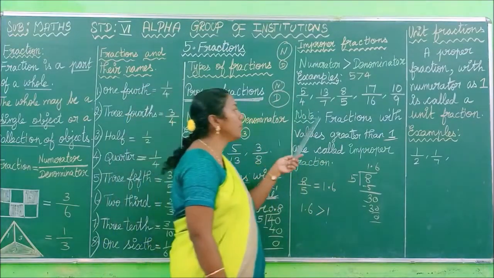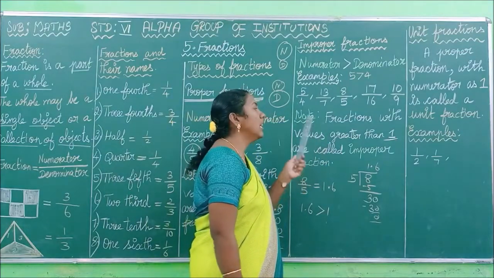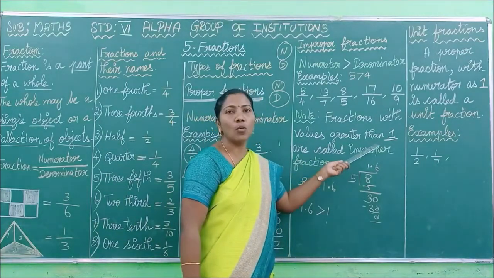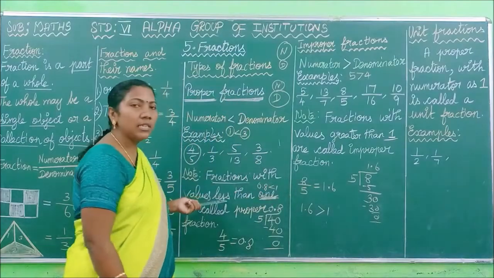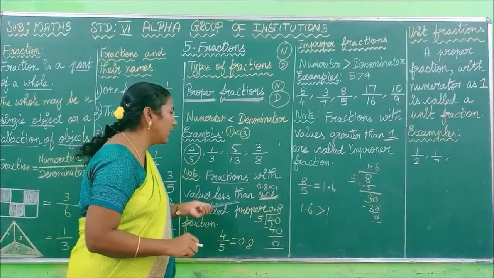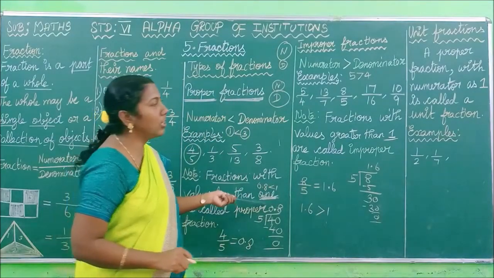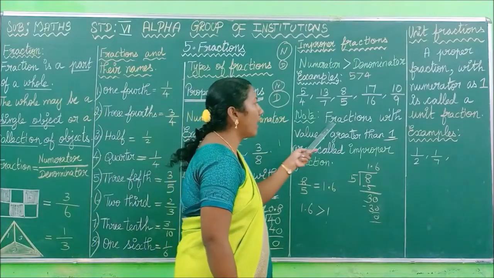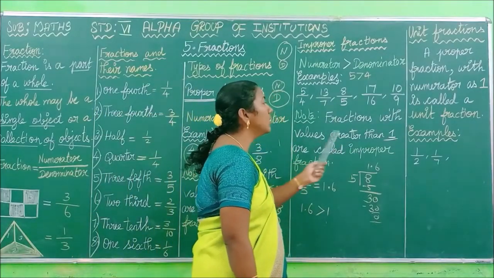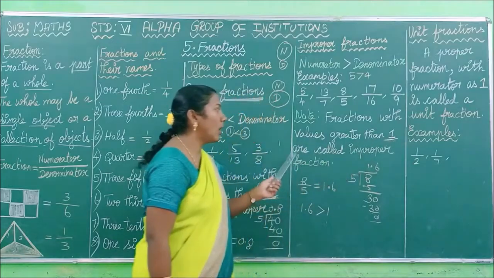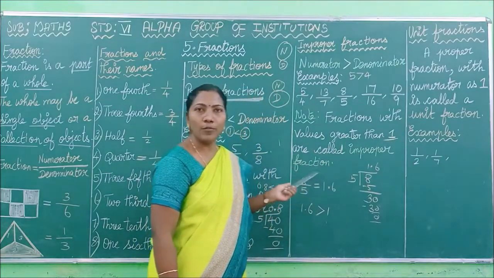So we can say if it is an improper fraction, definitely the value is greater than 1. If it is a proper fraction, definitely the value is less than 1. Do we understand, children? Once again, read the note. Fractions with values greater than 1 are called improper fractions.